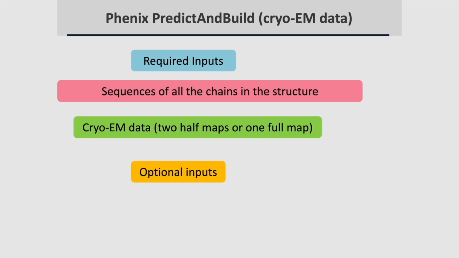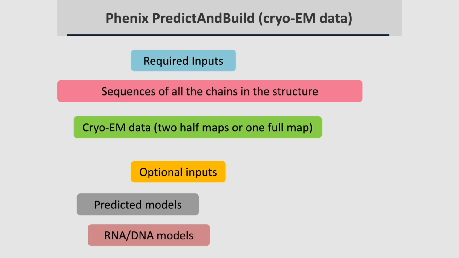Optionally, you can also supply predicted models, for example if you have run AlphaFold or another prediction method yourself. If your structure contains RNA or DNA, you will need to supply models with approximately the right structure and exactly the right sequences, as AlphaFold does not predict nucleic acid structures.